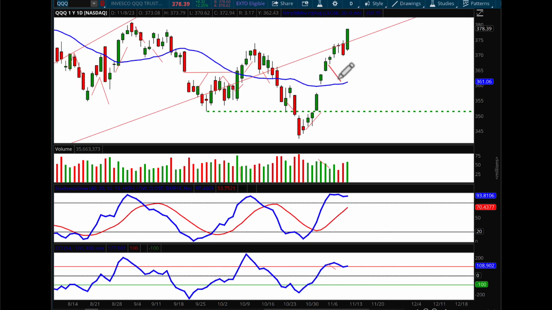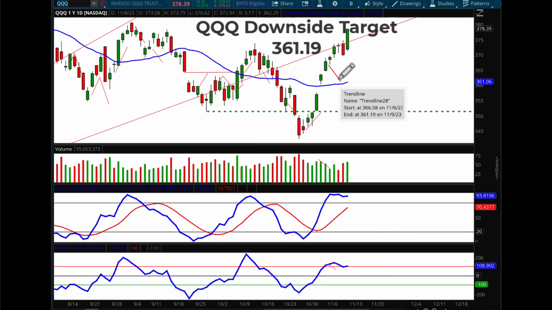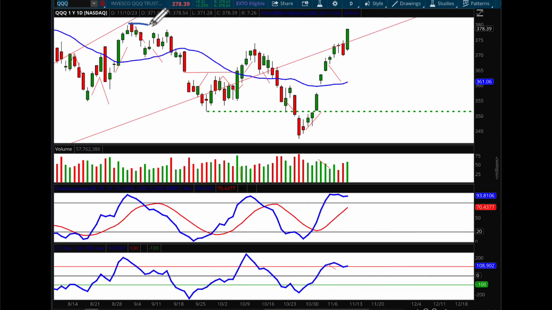So I am not moving from that downside target on the QQQs. That downside target is still in place at 361.19. Remember, we have a resistance point right there that I think will hold.